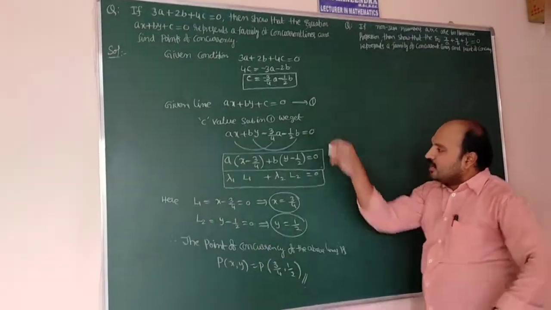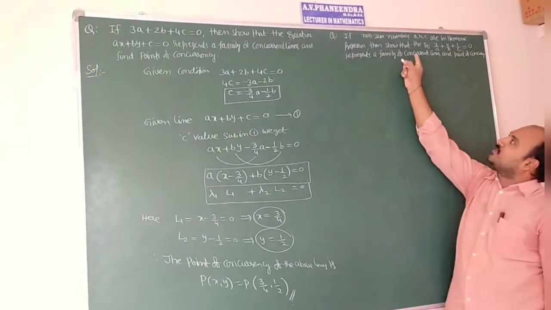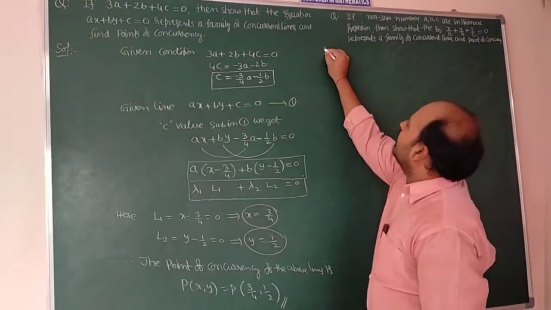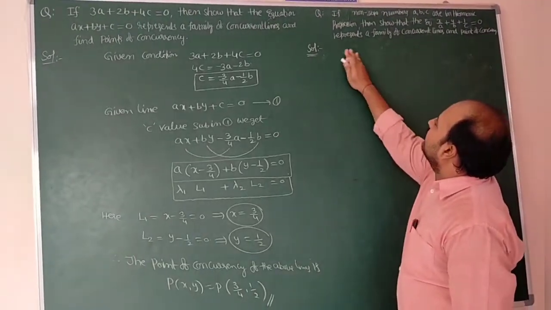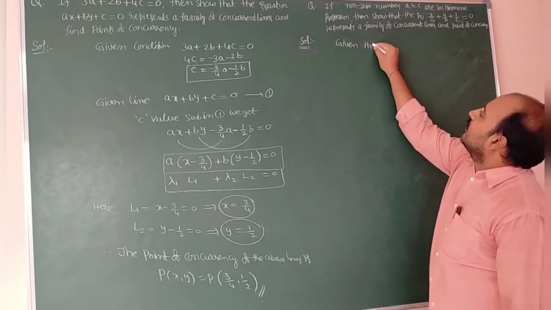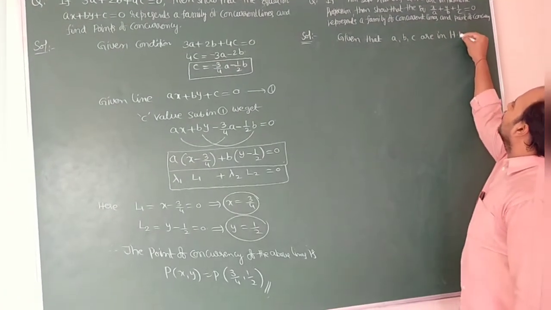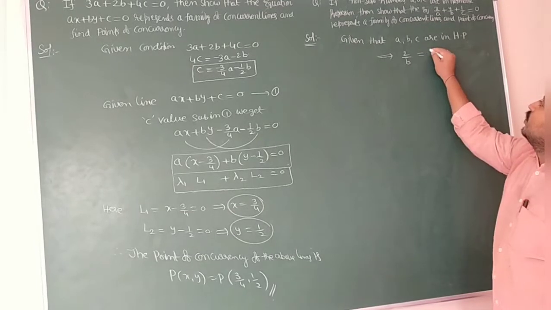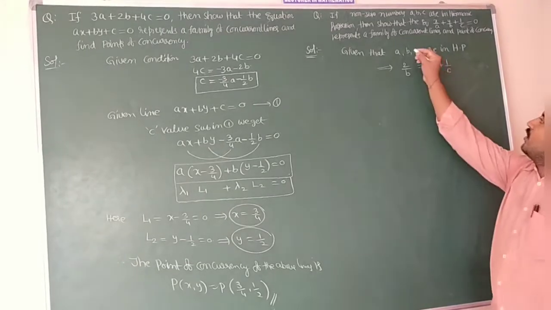Go to the next question, same model, but the condition is different here. If non-zero numbers a, b, c are in harmonic progression, then show that the equation x by a plus y by b plus 1 by c equal to 0 represents a family of concurrent lines. What is the condition? The numbers a, b, c are in harmonic progression. Given that a, b, c are in harmonic progression, that implies 2 by b equal to the sum of the reciprocals of a and c, that is, 2 by b equal to 1 by a plus 1 by c.